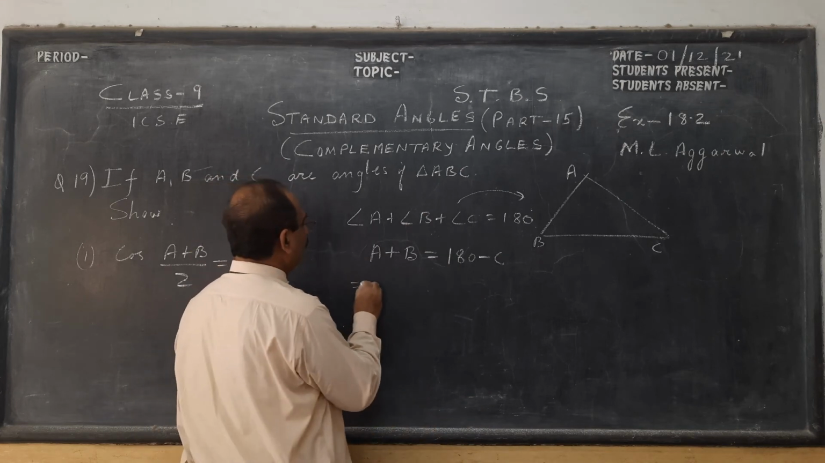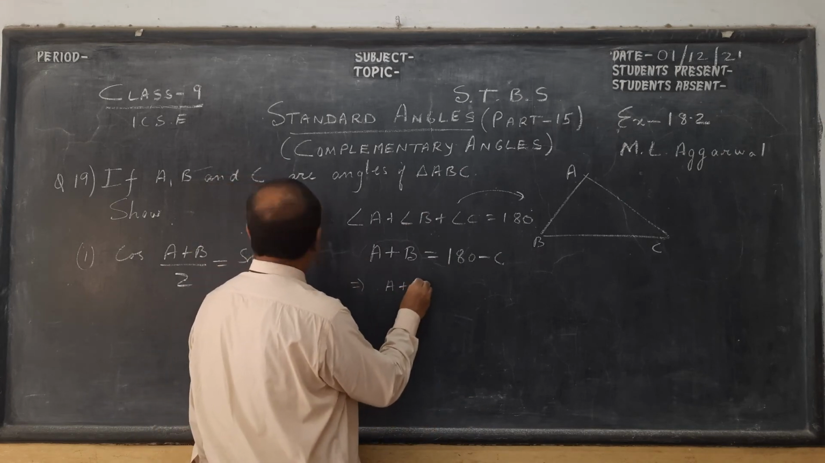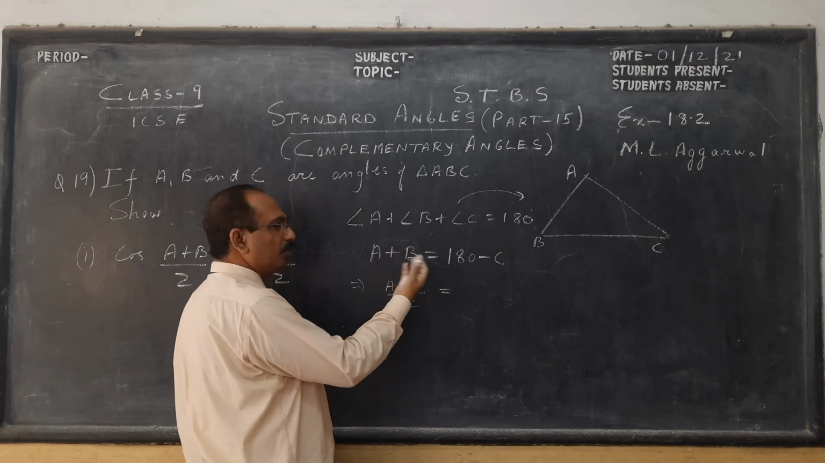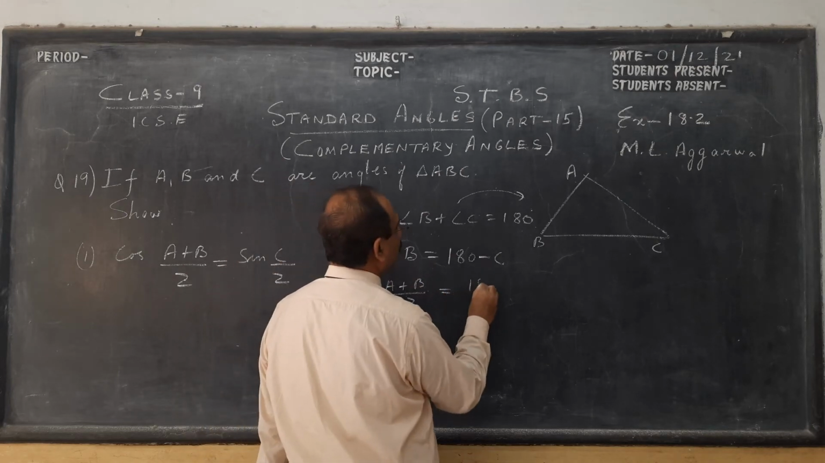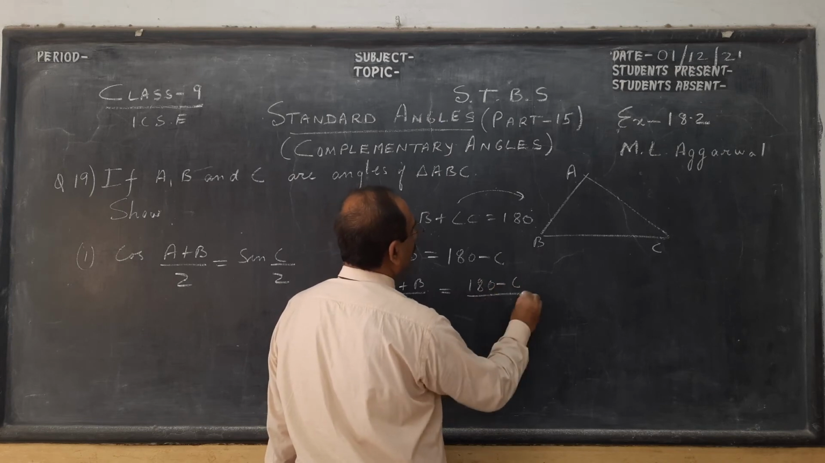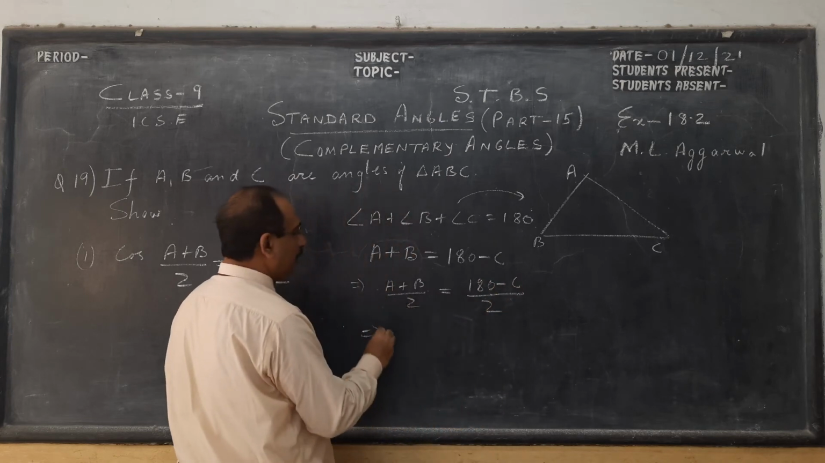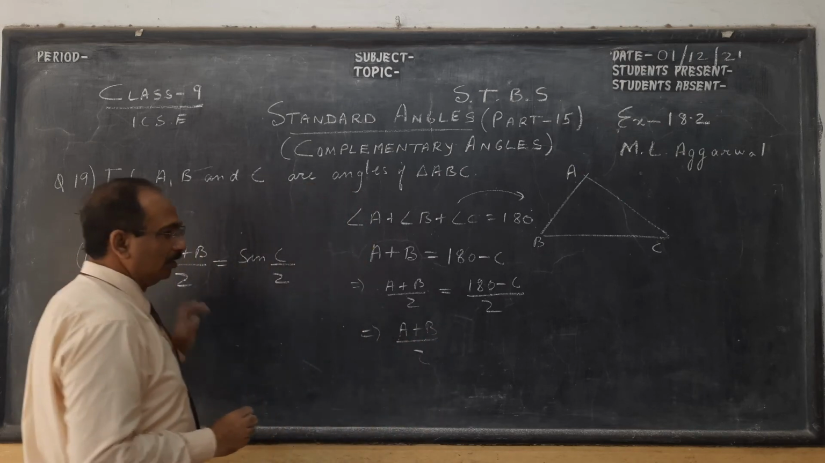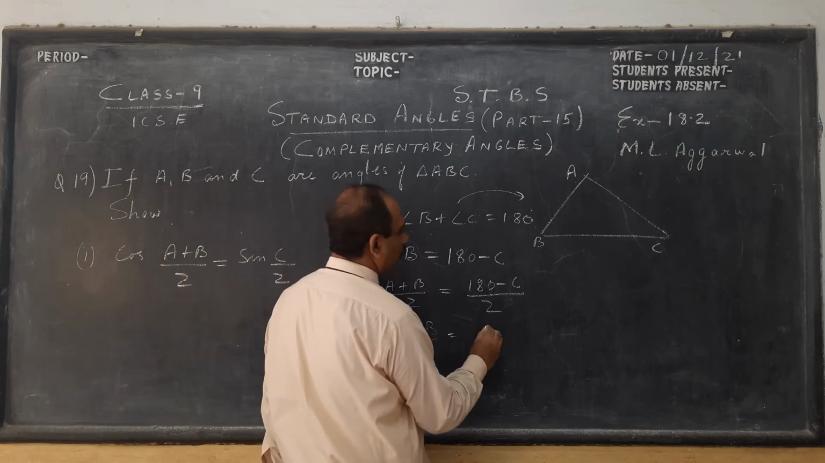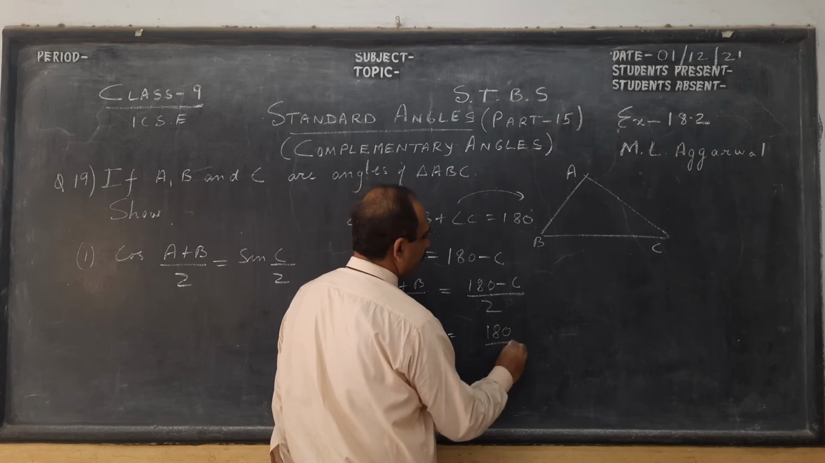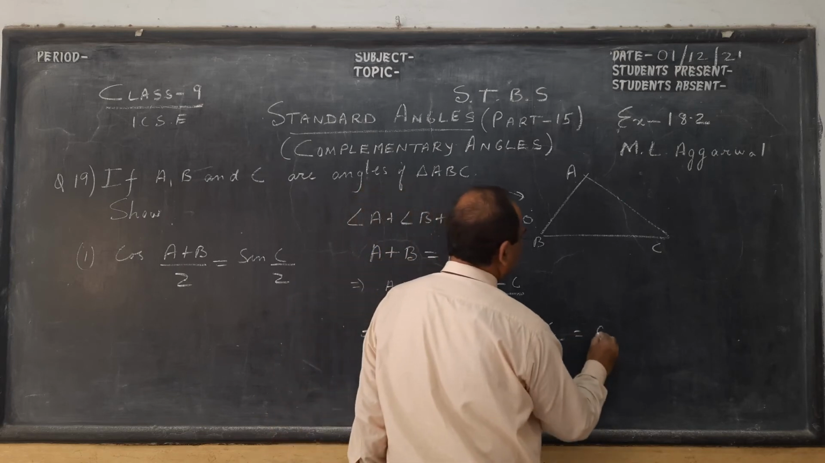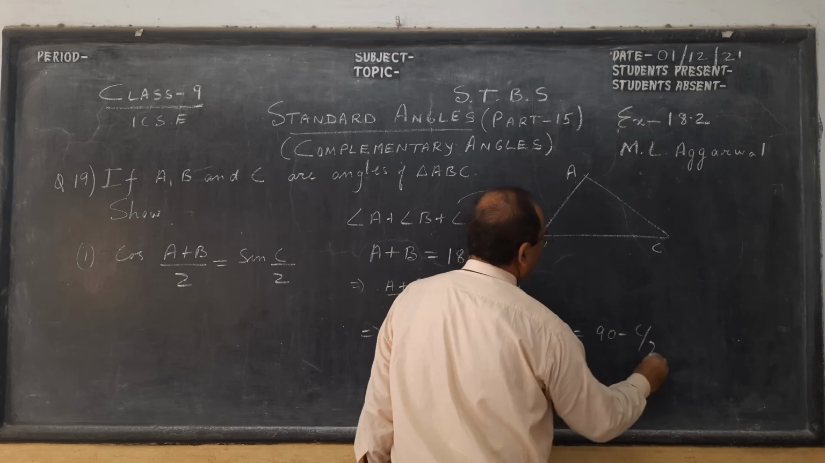Now we divide by 2. Dividing A plus B by 2, both sides. In any question, you can do any operation on both sides. You can multiply, you can divide, you can add. So dividing both sides by 2, we get A plus B by 2, which is my LHS here. And here, children, we take the opposite of LCM. We break it, so we get 90 minus C by 2.